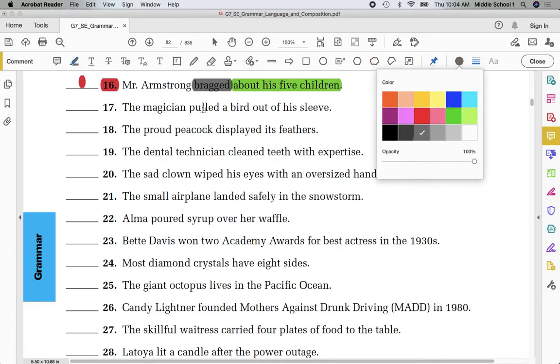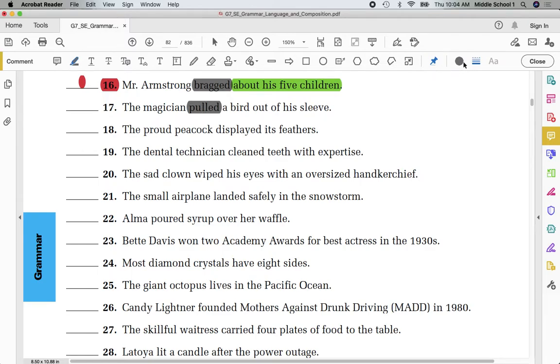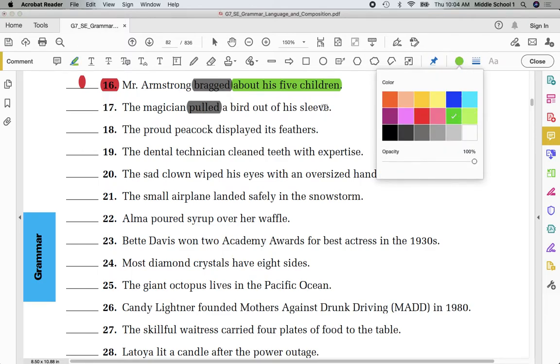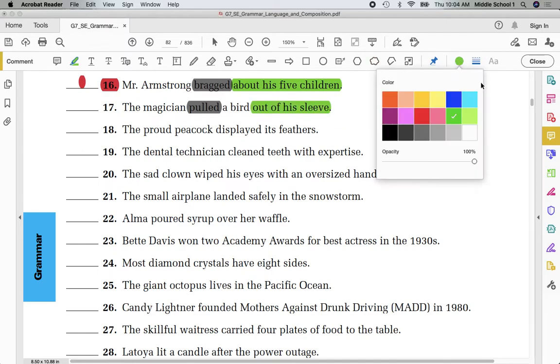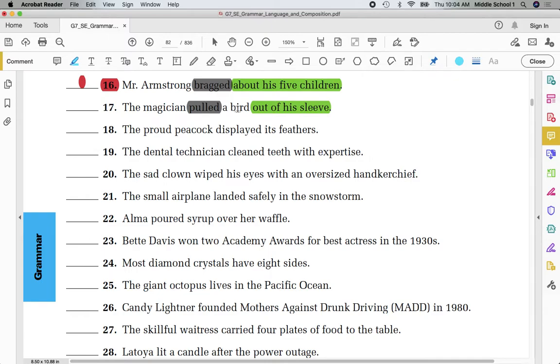Number 17. The magician pulled a bird out of his sleeve. Out of his sleeve, prepositional phrase. What did the magician pull? The magician pulled the bird. Object, transitive.